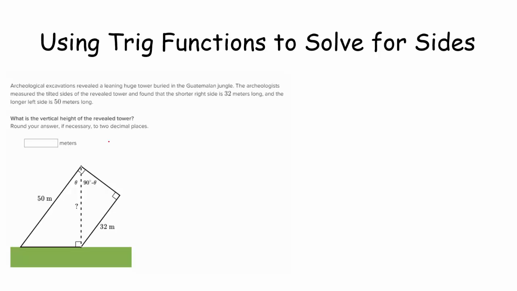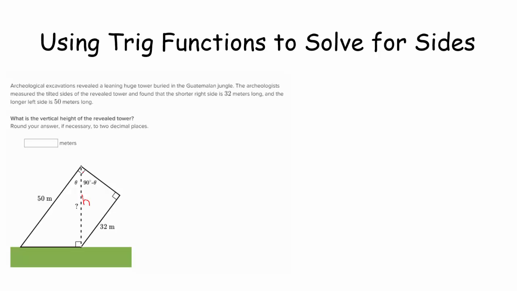Archaeological excavations reveal a leaning, huge tower buried in the Guatemalan jungle. The archaeologists measured the tilted sides of the revealed tower and found that the shorter right side is 32 meters long, this side right here, and the longer left side is 50 meters long, and we want to find the height of the tower, which I'm going to label h.